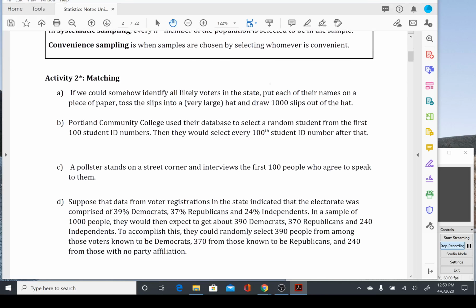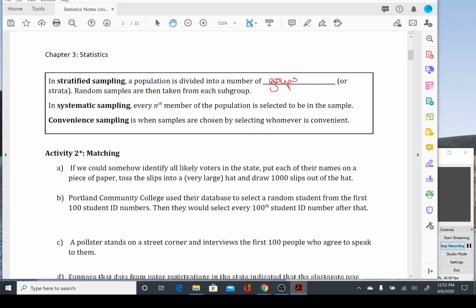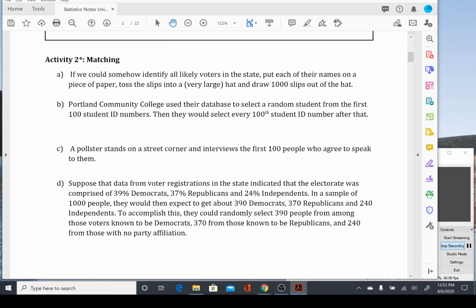In this next activity, you're going to match which one of these sampling methods above are being described below. And we will do this in class. So this will be some of our group work that we'll do. You can skip it for right now.